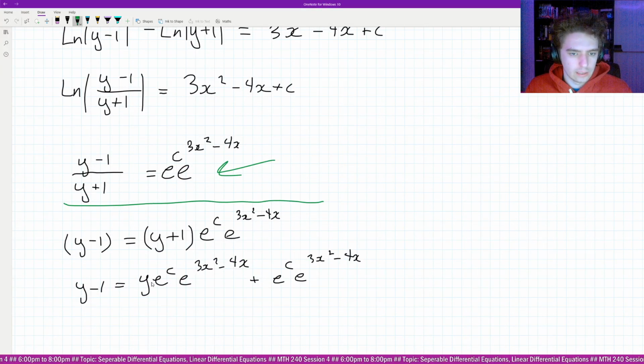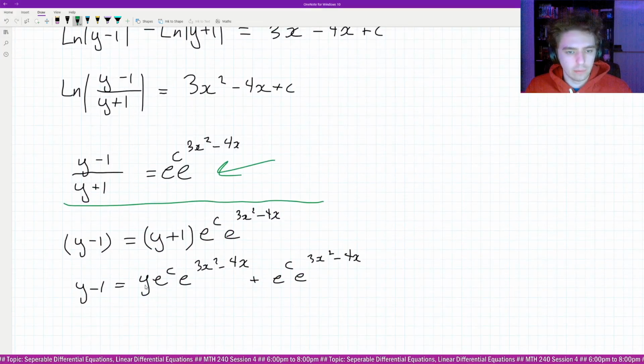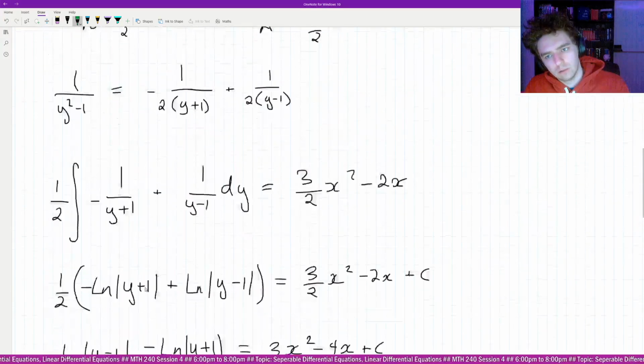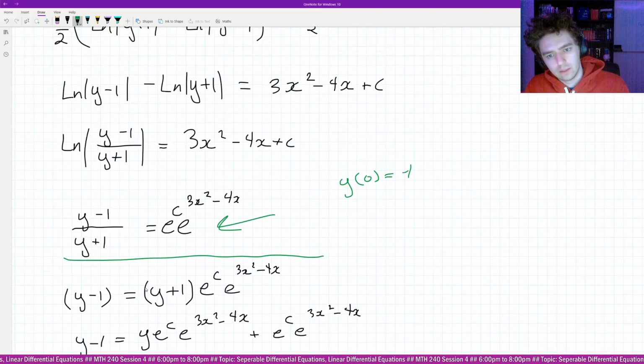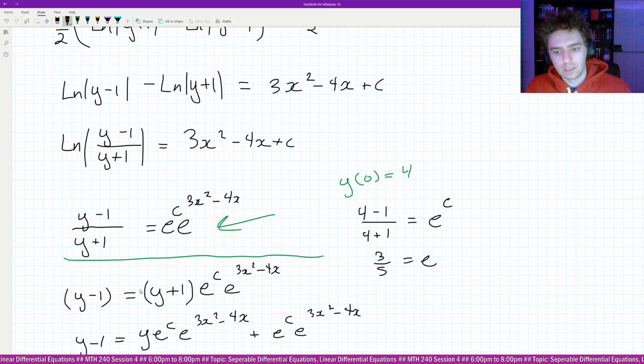So here is, I think, the best, because we have our c there, and it's kind of already rearranged. So y of 0 equals, what was it? Oh, 4. y of 0 equals 4. So it'll be 4 minus 1 over 4 plus 1 equals e to the c, and then it's 0 for all these exponents, right? So it's 3 times 0 minus 4 times 0, so that's just 1, right? So this is going to be 3 over 5 equals e to the c.